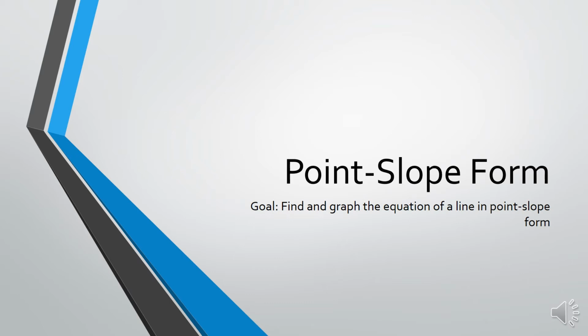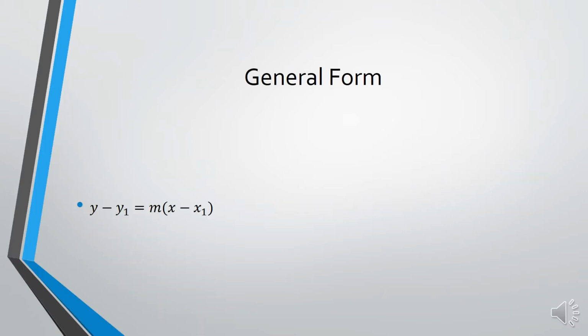Next, we'll be looking at the point-slope form of a linear equation. The goal here is going to be to find and also graph the equation of a line using this point-slope form instead of the slope-intercept form that we did before. So we'll start with, what is the general form of this point-slope form?